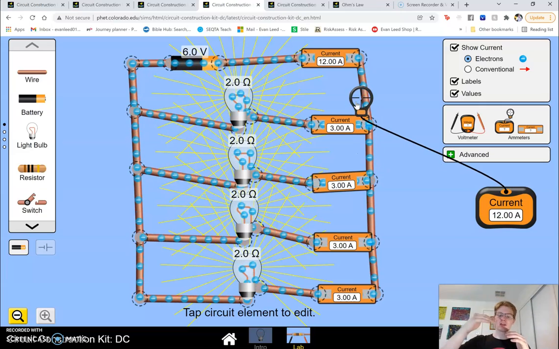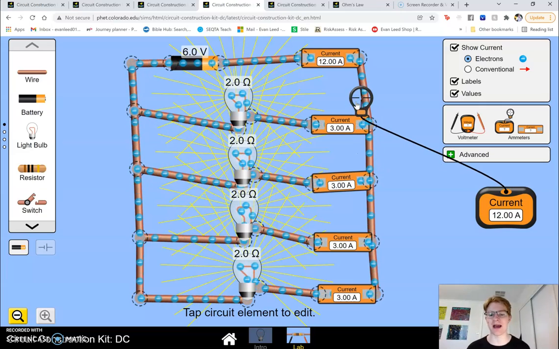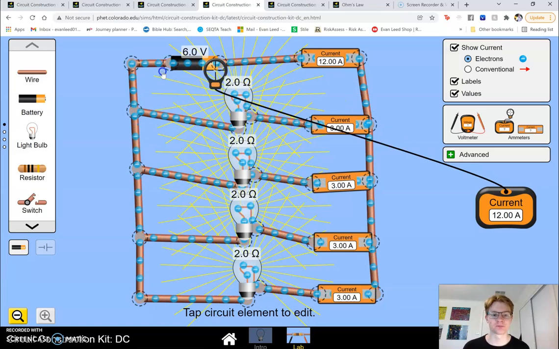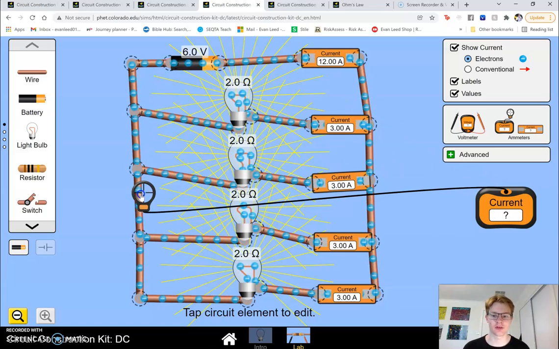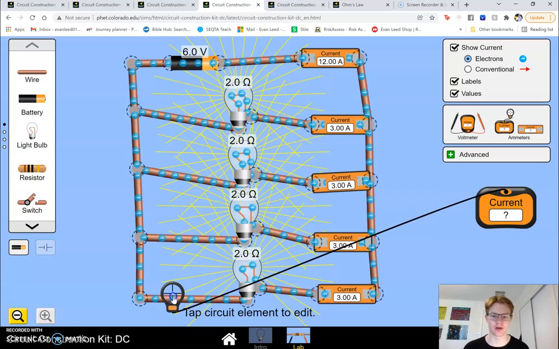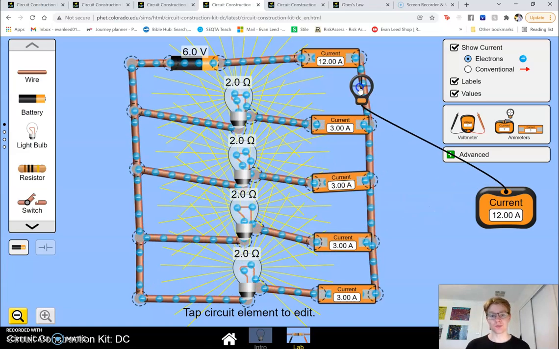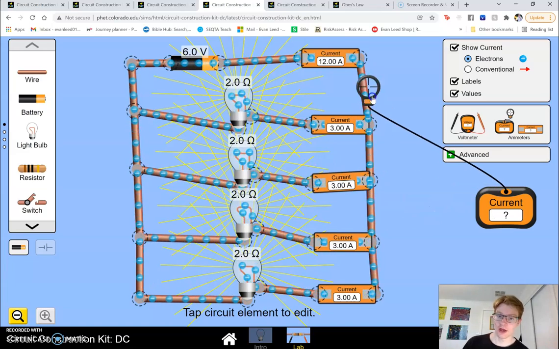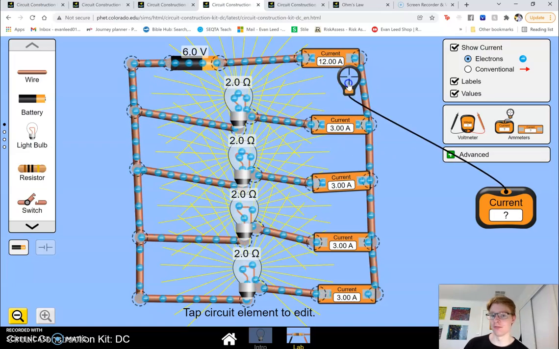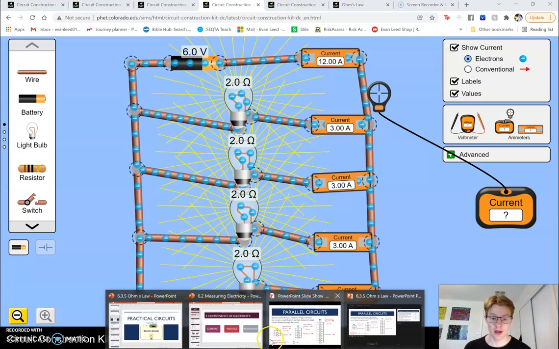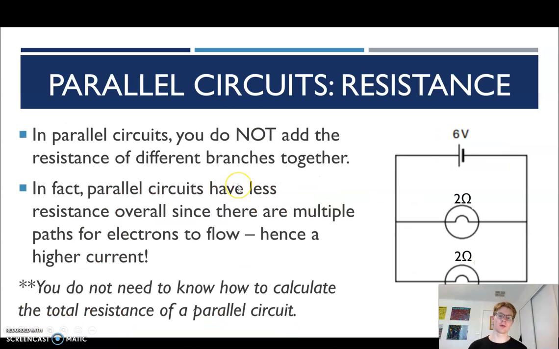So the current is being added up as it goes back up the circuit, and it's losing it as it goes down the circuit on the sides here. Yeah, so up the top here, this is actually the most dangerous part of the circuit because the current is the fastest there.